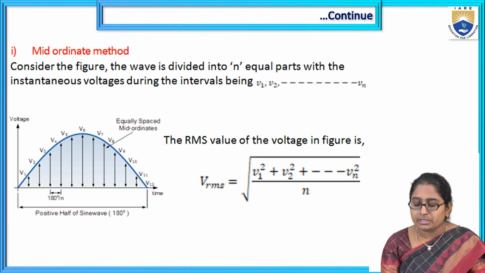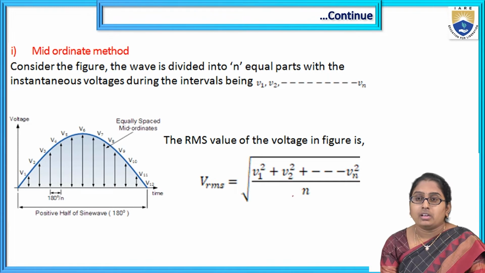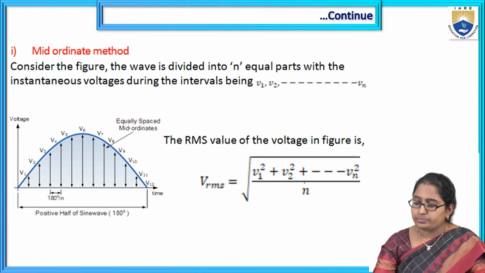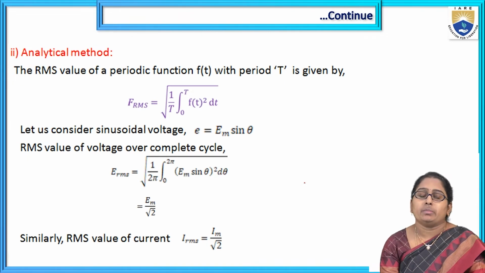In this mid-ordinate method, the expression is given by V RMS equal to square root of V1 square plus V2 square and so on Vn square over n, under root. That is, sum of the squares of all the instantaneous values over total parts, under root. So that is the RMS value; in mid-ordinate method, that is how they calculate the RMS value. Next, second method, analytical method.